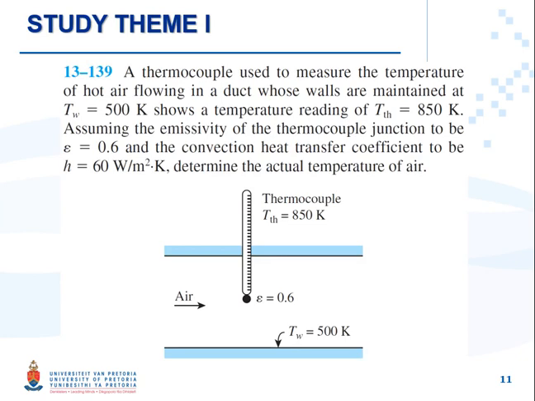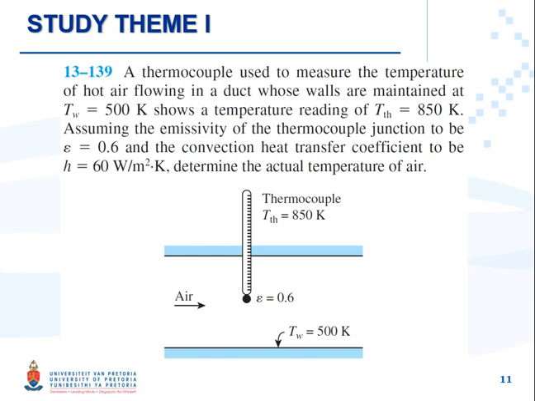It's question 13.139 of your textbook, saying that a thermocouple used to measure the temperature of hot air flowing in a duct whose walls are maintained at T_w of 500 Kelvin shows a temperature reading of 850. Assuming the emissivity of the thermocouple junction to be 0.6 and the convection heat transfer coefficient is given, determine the actual temperature of air.